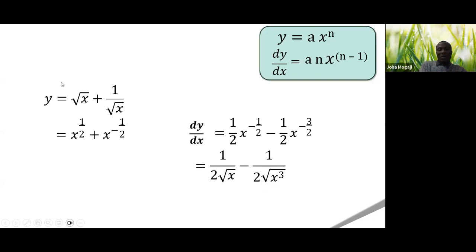In general, if y equals square root of x plus 1 over root x, the dy/dx is equals to 1 divided by 2 root x minus 1 divided by 2 root x raised to the power of 3.